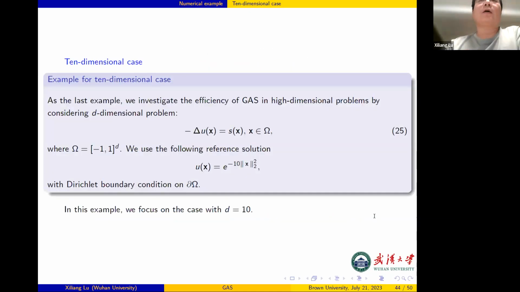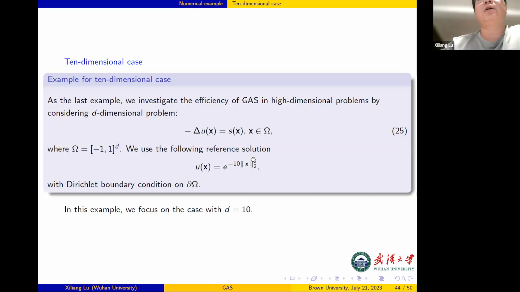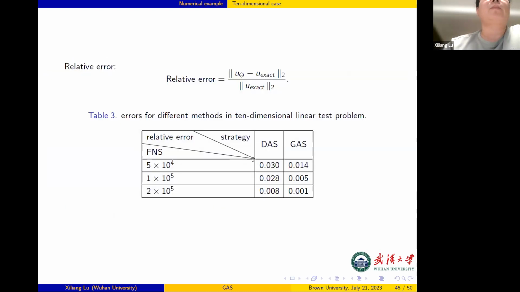Now let's test a high dimension problem, which is a 10-dimensional case. The solution is still a single point singularity, but in the 10-dimensional space. We're using the relative error here, because it's difficult to draw the pictures, so we just give the number of the relative error.